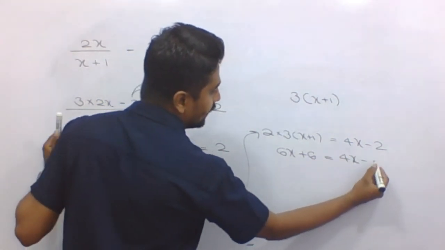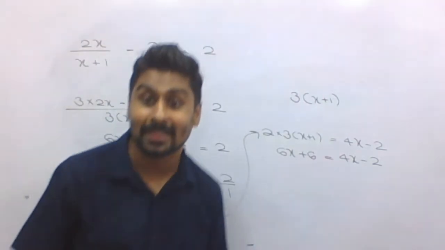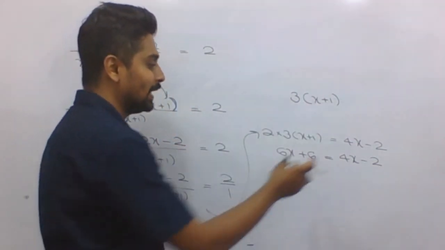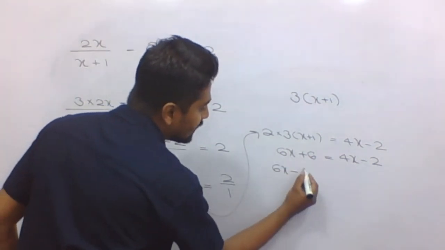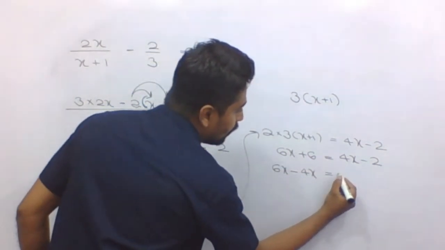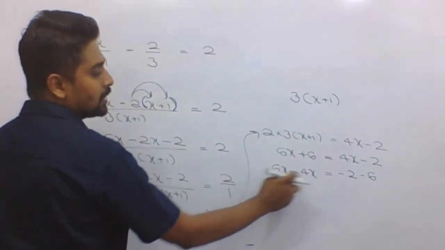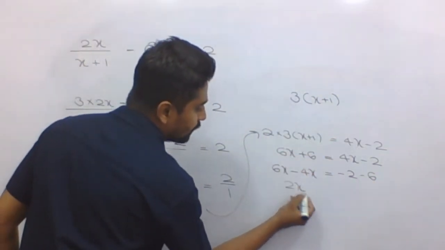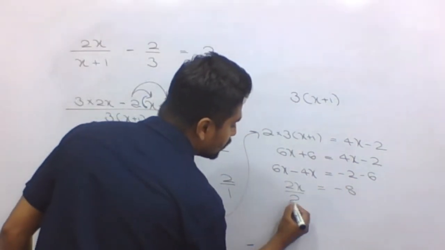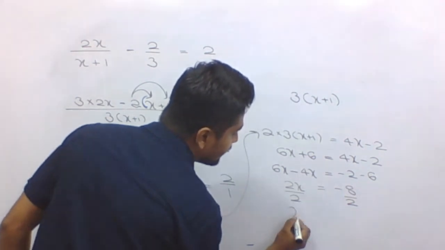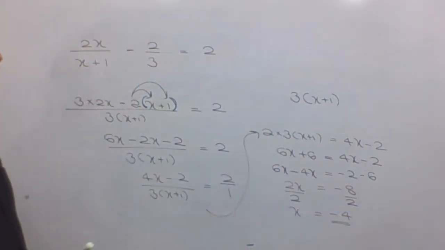4x minus 2. Like the type of question we did first, we take the x terms to one side and the numbers to the other side. So if I bring this 4x to this side, it becomes minus 4x. So minus 2 here, 6 goes to the other side as minus 6. So when you simplify this one, it is 2x here minus 8. Divide both sides by 2. So then x equals what? Minus 4. Right? I think you got the answer.